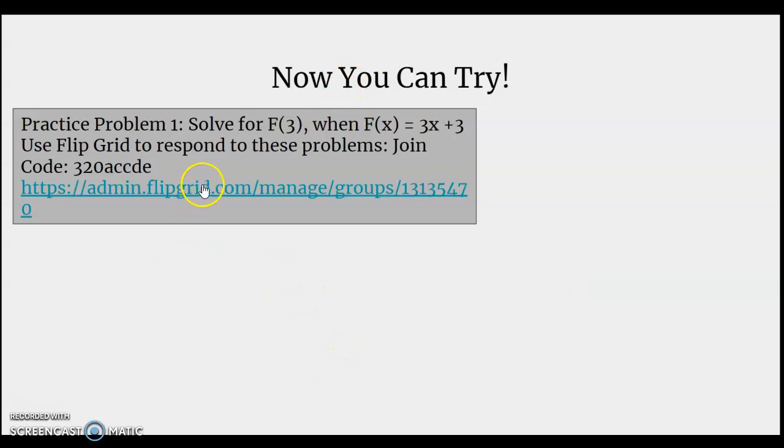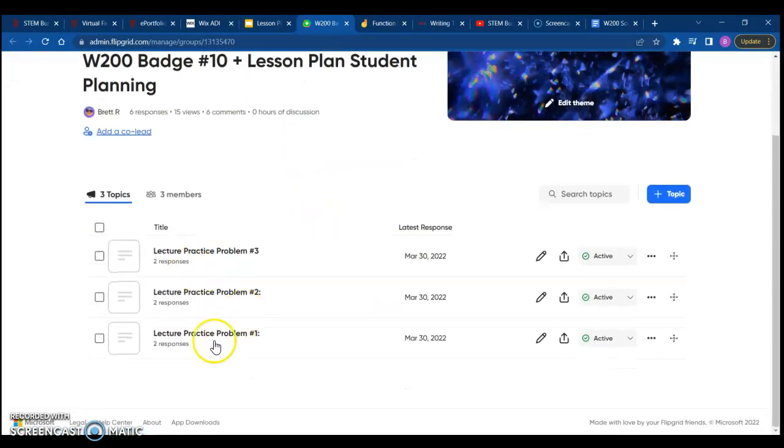How I'm able to have my students post these answers will be through Flipgrid. They'll be going through the assignments on their own or during the online lesson, and they'll be able to click on this Flipgrid right here and answer the problems themselves through video recordings, which is really cool.